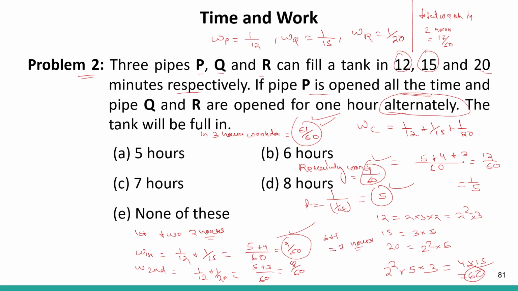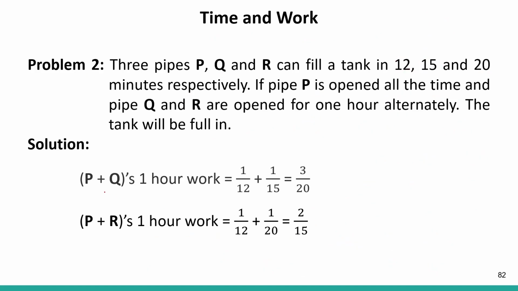Okay, so let's go forward and see the step by step solution. P plus Q's 1 hour work will be 1 by 12 plus 1 by 15, because P can fill the tank in 12 and Q can in 15. So their combined work rate will be 3 by 20. So P plus R's 1 hour work is equal to 1 by 12 plus 1 by 20, which is equal to 2 by 15, because P can fill it in 12 and R can in 20 minutes.